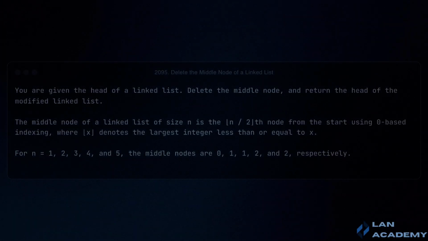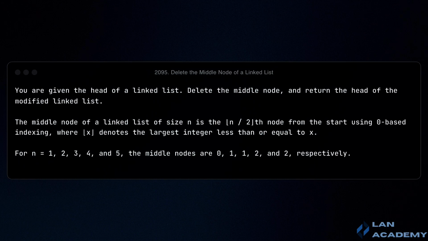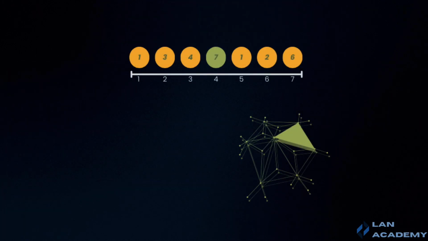In this problem, you are given the head of a linked list and tasked with deleting the middle node, then returning the head of the modified linked list. The middle node of a linked list of size n is the node at position n divided by 2, rounded down from the start using zero-based indexing. For example, for lists of sizes 1, 2, 3, 4, and 5, the middle nodes are at positions 0, 1, 1, 2, and 2, respectively.